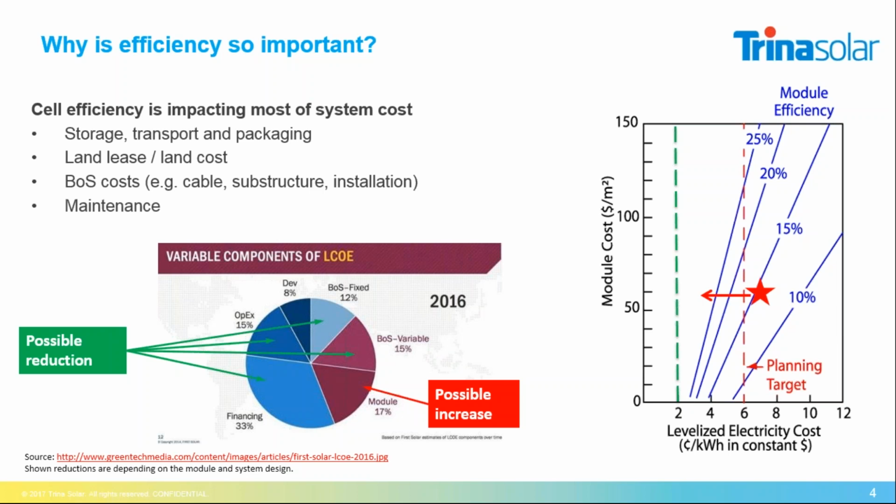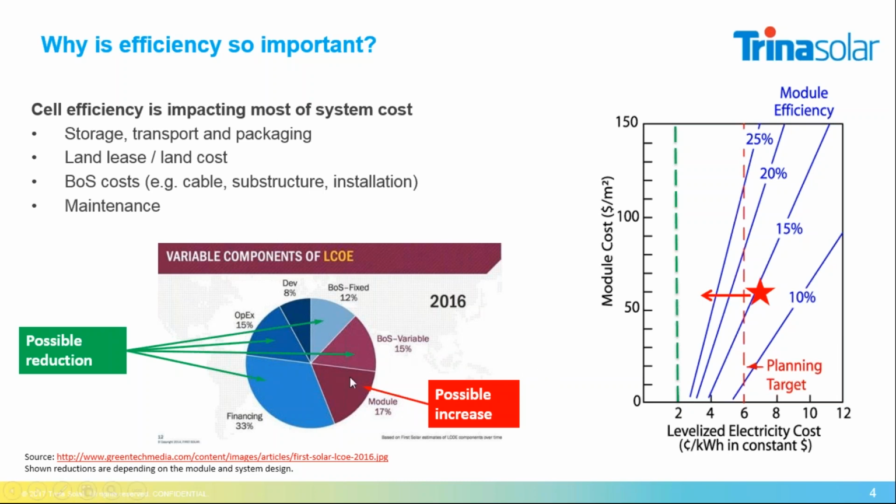What you can see directly is always the BOS costs, the balance of system, for example cabling, substructure, installation. Because if you want to install, for example, a 10 megawatt or 50 megawatt power plant, you need fewer cables, because you have a lower number of modules. And maintenance, because you also have a lower number of modules. Here in the graph below, you see the different sections that get impacted by possible reductions: the BOS part, the fixed one and the variable one, then the operation and maintenance part and the financing, because you have reduced investment costs.